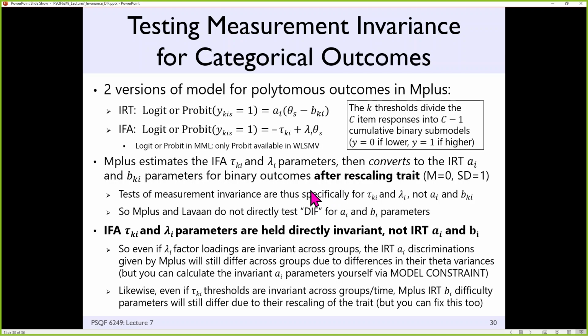Ways to test DIF on A's and B's are very common throughout the IRT literature. Most software packages have a way to do that, and some even have ways to automate the process so it sort of figures out what the optimal combination is. So there's a lot of resources on that if you're interested. I will show you the IFA side to be consistent with how we're talking about it in this class.